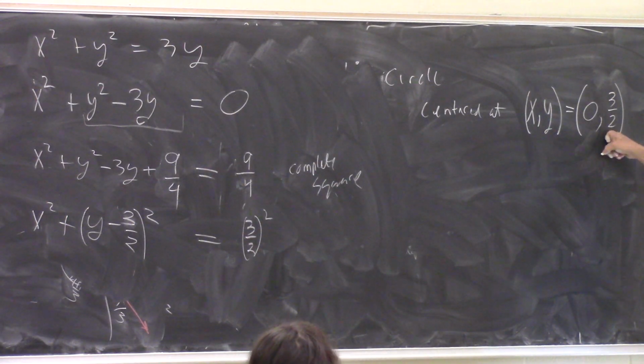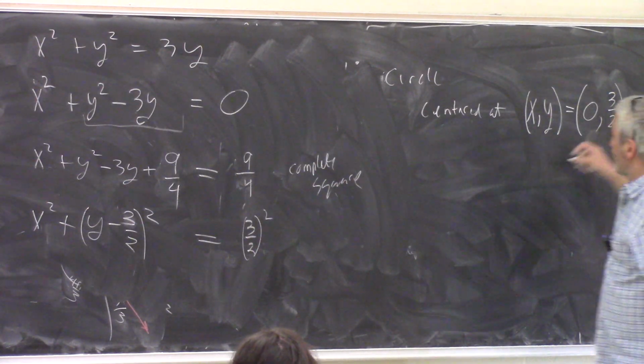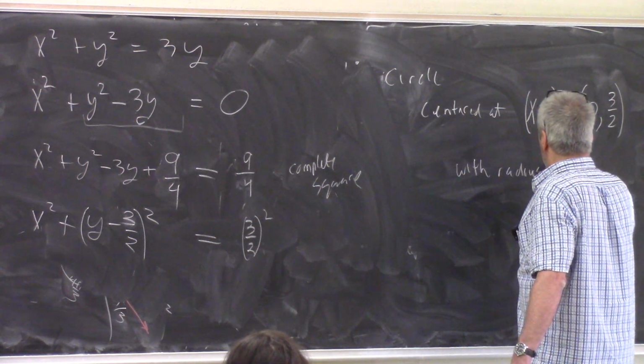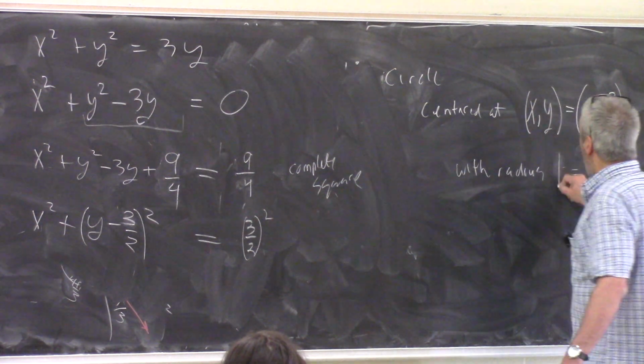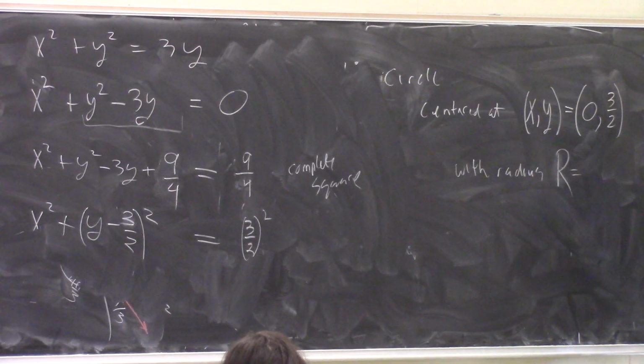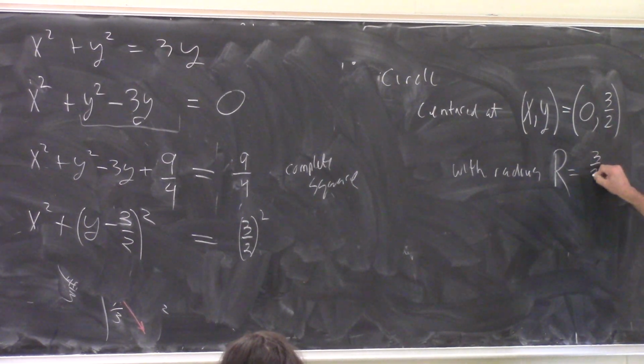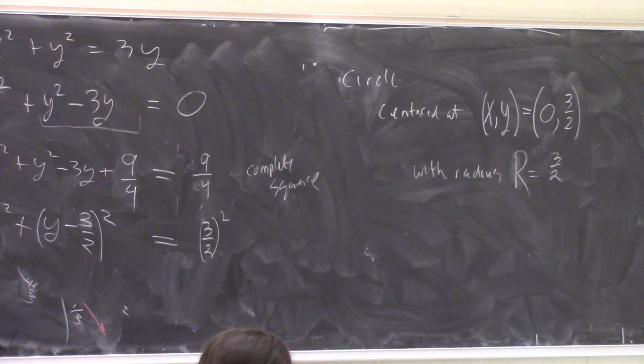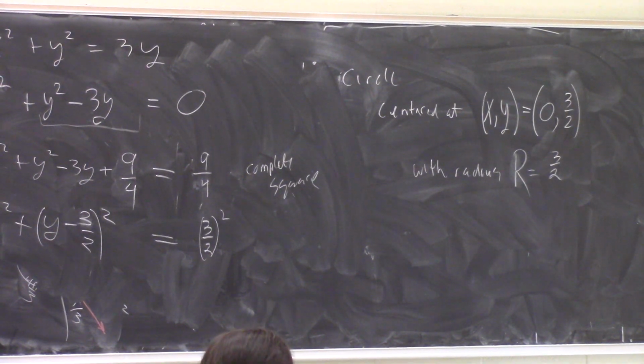So those are Cartesian coordinates with radius r equals, and I'm going to use capital R. I don't want to use the same letter r. The radius is 3 halves. So just what Marcy suspected. All right, that's example 2A.